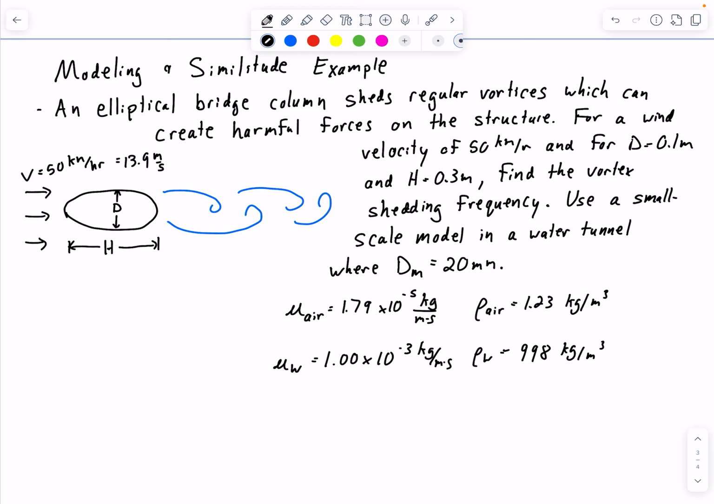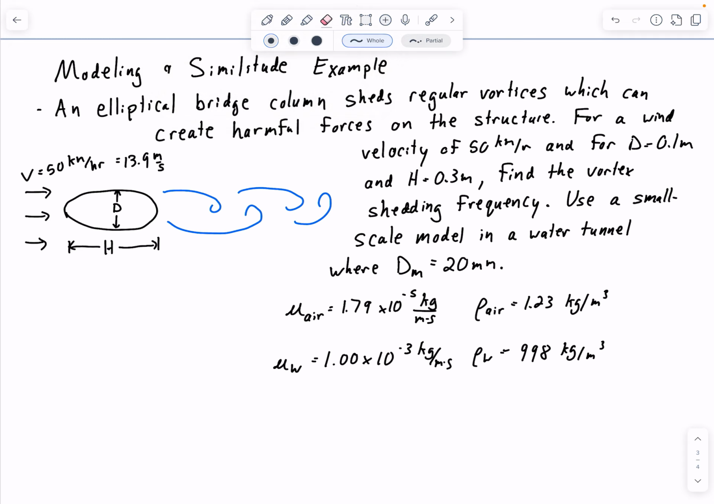So here in our prototype, which is the original system, we have air as our working fluid, which has these given viscosities and this given density. And then in our model system, we're doing it in a small-scale water tunnel and using water. And water is, of course, 1,000 times more dense than air and has a different viscosity as well. And so dimensional analysis and modeling and similitude allows us to work in a different fluid for our model setup.